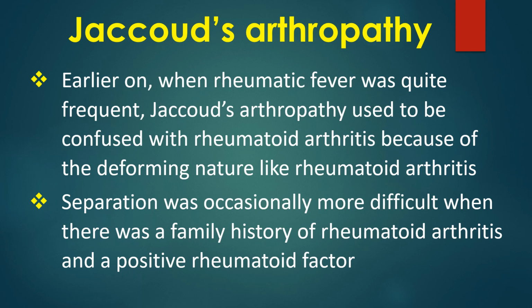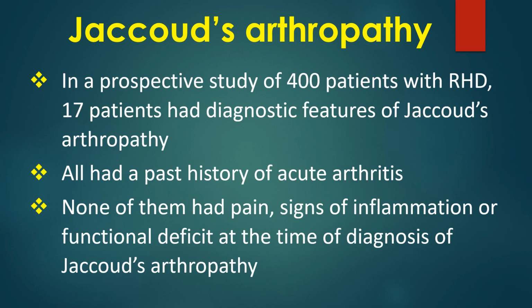Separation was occasionally more difficult when there was a family history of rheumatoid arthritis and a positive rheumatoid factor. In a prospective study involving 400 patients with rheumatic valvular heart disease, 17 patients had diagnostic features of Jaccoud's arthropathy. All these patients had a past history of acute arthritis. None of them had pain, signs of inflammation, or functional deficit at the time of diagnosis of Jaccoud's arthropathy. Other causes of joint deformity were ruled out by radiological and serological studies.